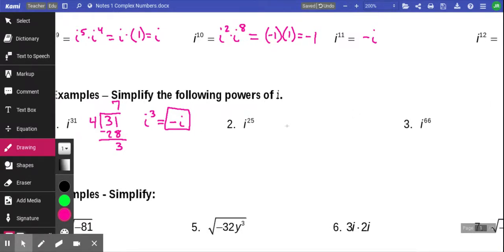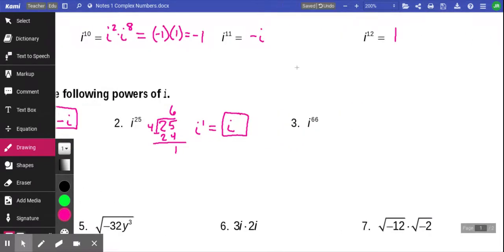So using this concept, modular arithmetic is sometimes called remainder math for a reason, because what we care about is the remainder. So if we try to figure out the remainder of 25 divided by 4, this is going to give us 6, which is 24, with a remainder of 1, which means that this is i to the 1st power, which is just i.